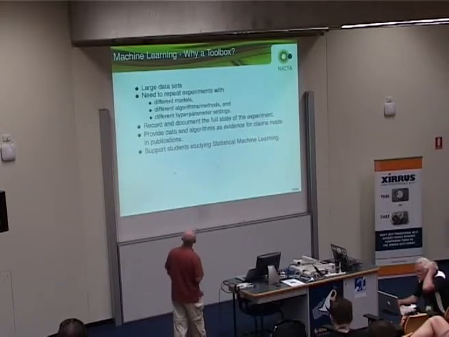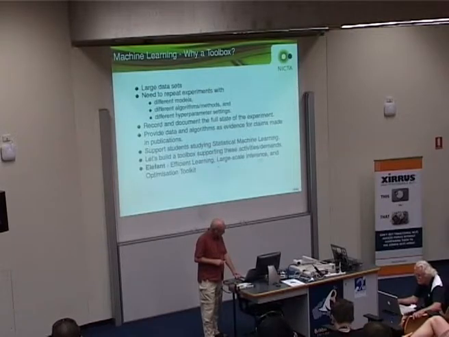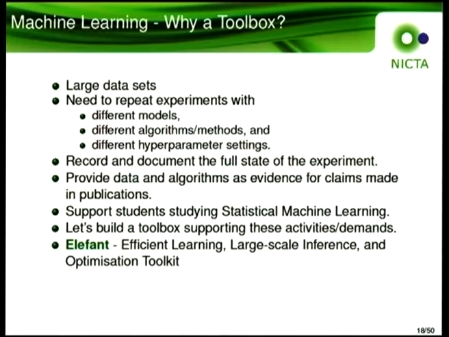And then, of course, if you teach, you would like some tool to help students learn statistical machine learning without doing everything from scratch. So that was the motivation why we started to build our toolbox Elefant, which we called Efficient Learning, Large Scale Inference and Optimization Toolkit. Elefant is written with an F because the initiator was a German, not me. And the second person was coming from India. So the elephant does not mean it's big and bulky, but it's a wise elephant.